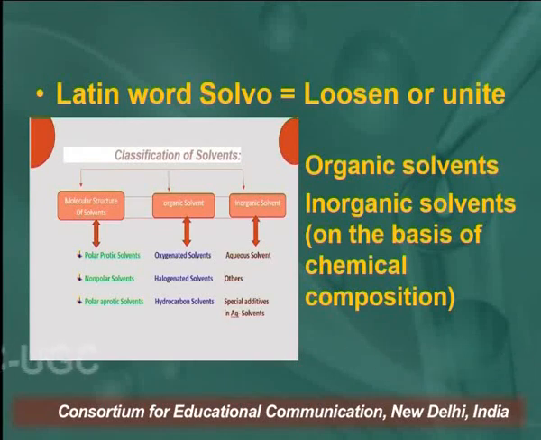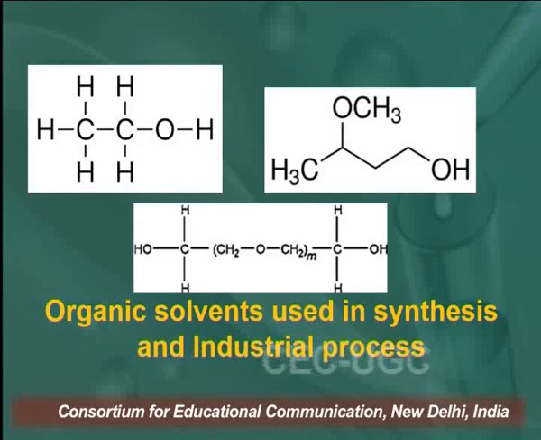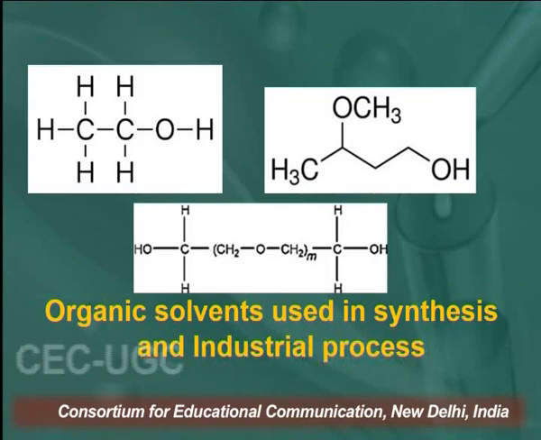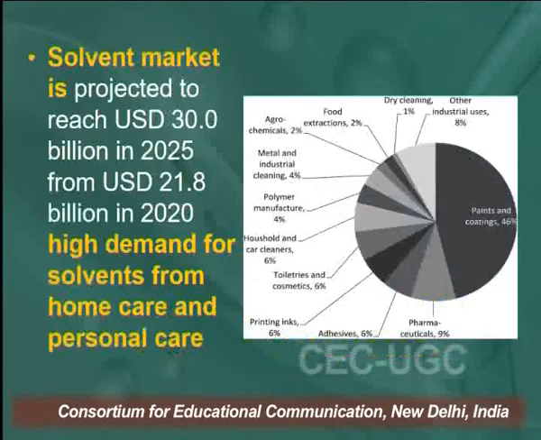On the basis of chemical composition, solvents can be classified into inorganic solvents and organic solvents. Inorganic solvents can be aqueous solvents. Organic solvents can be hydrogenated solvents, hydrocarbon solvents, oxygenated solvents, and the solvents can be polar protic solvents, non-polar aprotic solvents. So, on the basis of the chemical composition, we can classify the solvents. On your screen you can see some examples of organic solvents used in synthesis and industrial process.